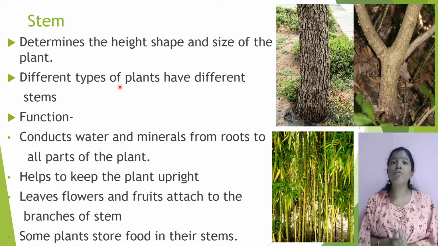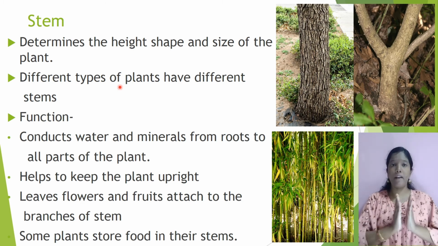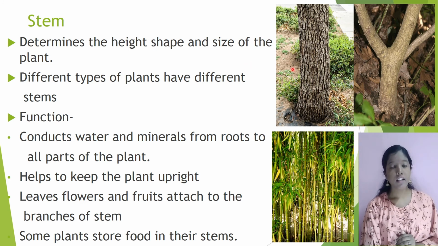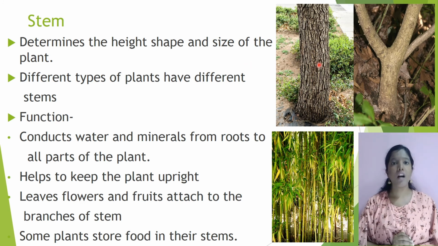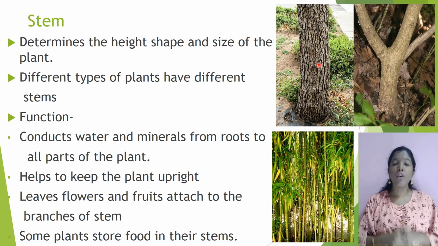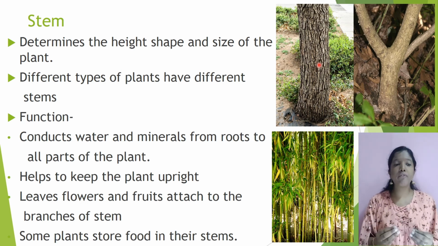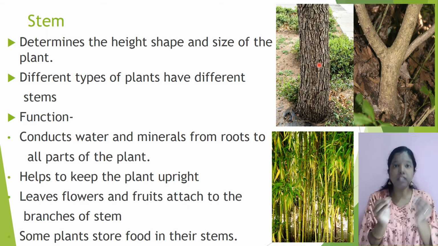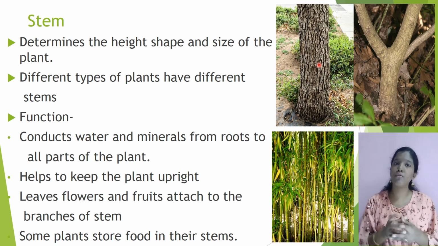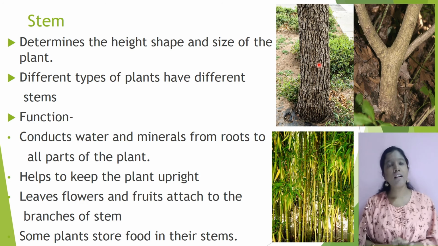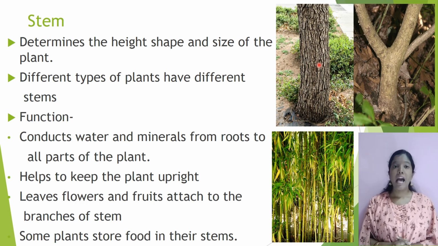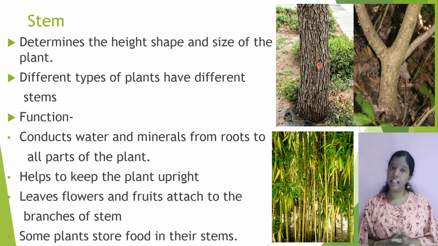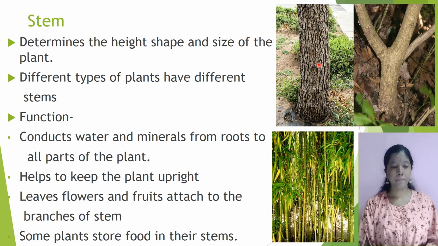Now this stem also helps to keep the plant upright. So if the stem is hard like this, then it helps to keep the plant upright. Also leaves, flowers and fruits attach to the branches of the stem. So we need a place for the leaves and the flowers and the fruits to attach, that is at the branches of the stem. And some plants also store their food in their stems.